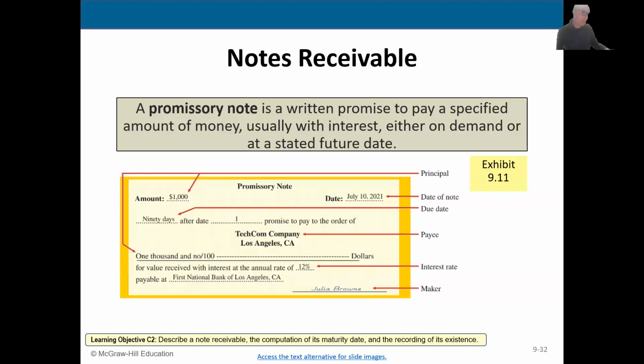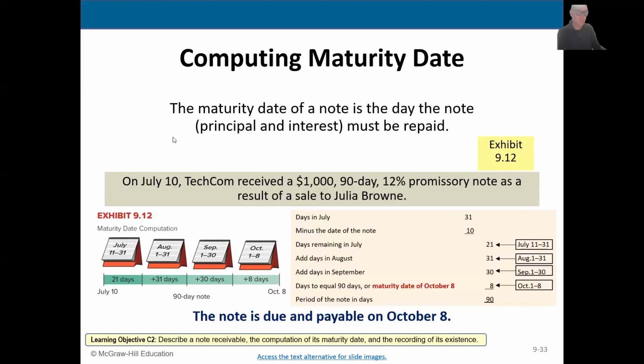You see? So that's an example of a promissory note. Now, we have to figure out when the loan is due, when the promissory note is due. When is the note receivable due? Right? When does it mature, is what we say. A maturity date is when it is to be repaid, principal plus interest. When's it due? Call it the maturity date.